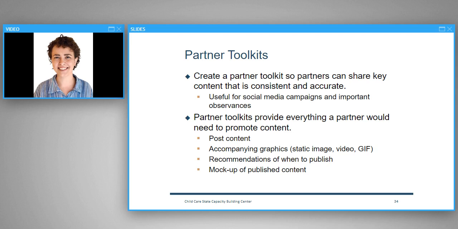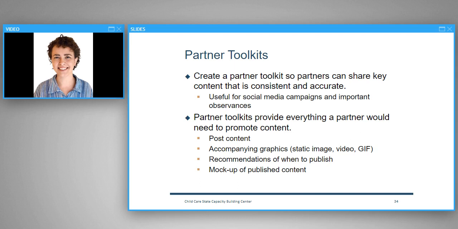So partner toolkits, just want to go into that a little bit more. Partnership toolkits are really great ways to encourage your partners to share key content that is consistent and accurate. So organizations that want to share your website or want to share things that you're doing, you want to make sure that they're prepared to share that content in a way that is consistent with what you're saying and with your brand, and also accurate. And when you provide them with social content, you can ensure that the messaging stays in the right lane. Partner toolkits are especially useful for social media campaigns if you're hosting your own campaign and want to encourage other organizations to get involved and amplify your messages.